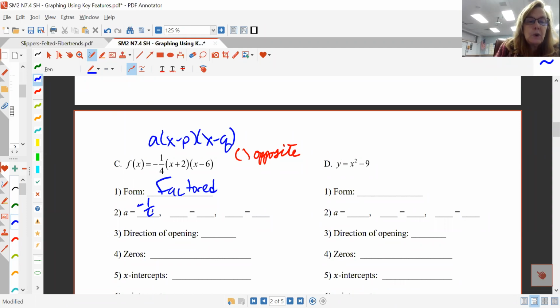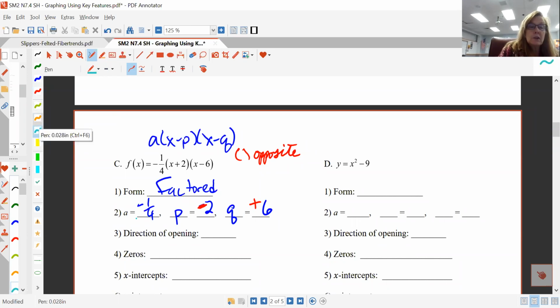A is -1/4. P is -2. Notice that it's opposite in sign. Okay, Q is 6. Notice that it's positive. So when you're doing your format for these, they come in opposite, essentially because we're setting it up to be equal to 0 in the factors. So A is negative, that means unhappy, so it's down. All right.